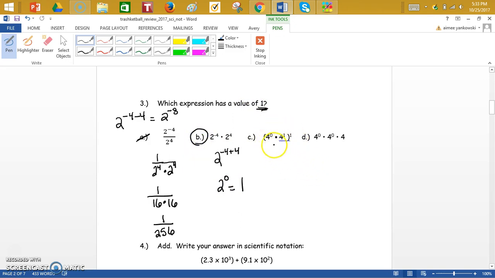Let's figure out the other ones for fun. 4 to the 0 is 1 times 4 to the first is 4. All that raised to the first power. Well, 1 times 4 is 4 to the first. That's just 4. And I need to figure out which one was 1. Right here, 4 to the 0 is 1 times 4 to the 0 is 1 times 4. 1 times 1 times 4 is 4. Definitely letter B. That turns out to be a 1.